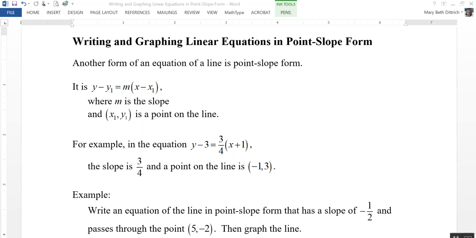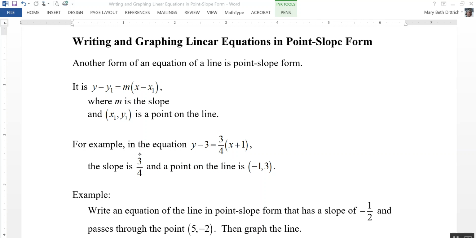This video is on writing and graphing linear equations in point-slope form. Another form of an equation of a line is called point-slope form. It is y minus y1 equals m times the quantity x minus x1, where m is the slope and x1, y1 is a point on the line.